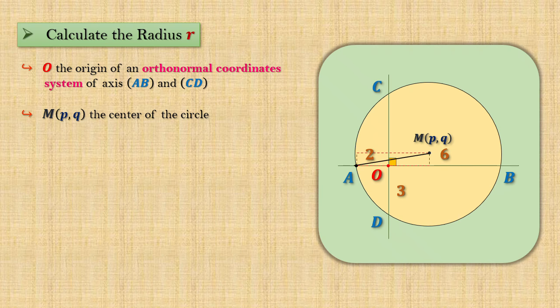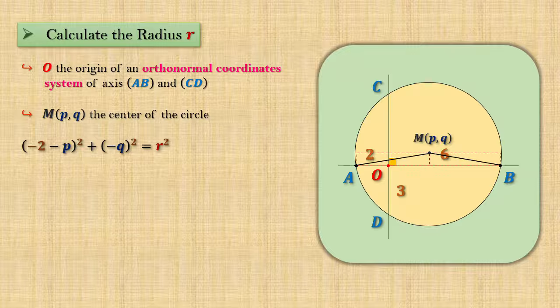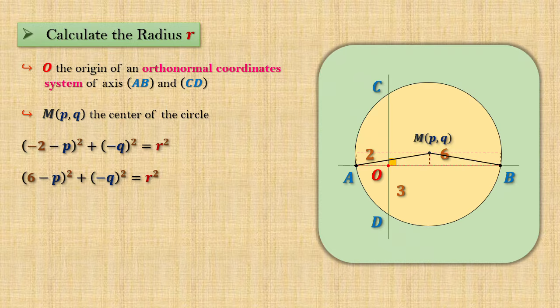According to the Pythagorean theorem, the square of the length of segment MA is equal to the quantity -2 minus P to the power of 2 plus minus Q to the power of 2, and this is equal to R to the power of 2. Tracing the radius from point B to point M, the segment MB has a first component equal to 6 minus P and a second component equal to 0 minus Q. The square of the length of segment MB is equal to the quantity 6 minus P to the power of 2 plus the quantity minus Q to the power of 2, and this is equal to R to the power of 2.